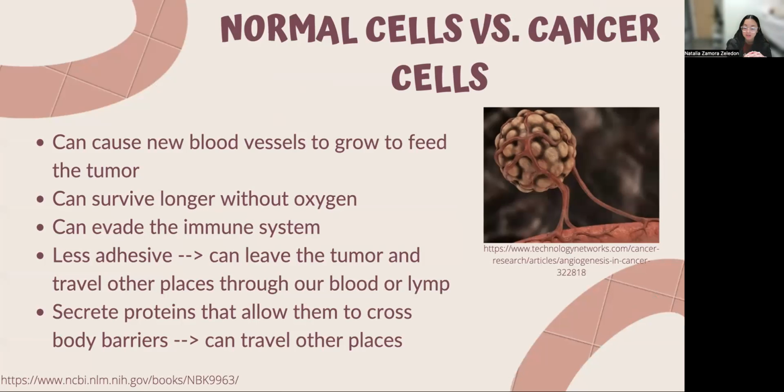Cancer cells are also less adhesive, so it is a lot easier for them to detach from the tumor, enter our blood or lymph vessels, and travel around. Cancer cells also secrete proteins that allow them to cross body barriers that normal cells usually cannot cross.